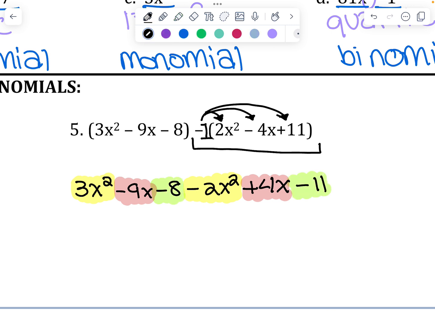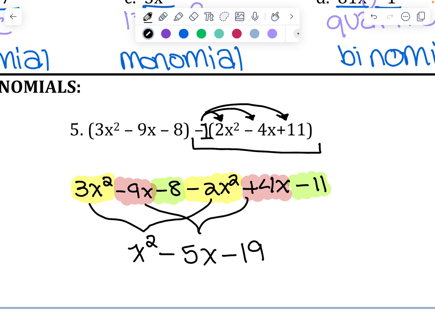When I add and subtract, I don't touch the exponents. I only touch the numbers in front and combine them. Again, we don't do anything with the exponents. They just come down as is. So I should get 1x squared or just x squared minus 5x minus 19. Because again, the sign in front.